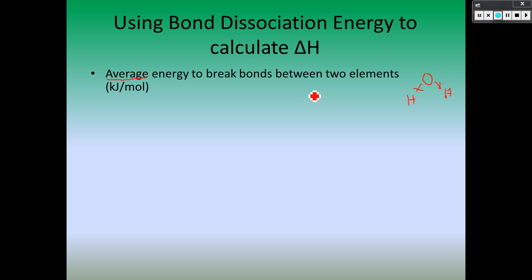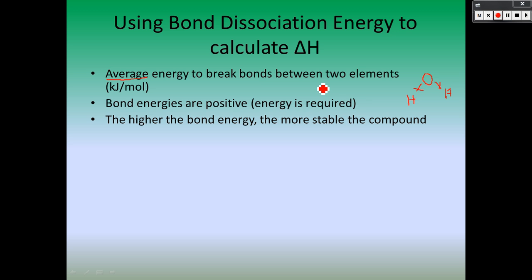They're not exacts. Bond energies are always positive, because remember, energy is required to break bonds. And so you are absorbing energy, hence a positive delta H value. The higher the bond energy, the more stable the compound, because the less likely it is to break apart.